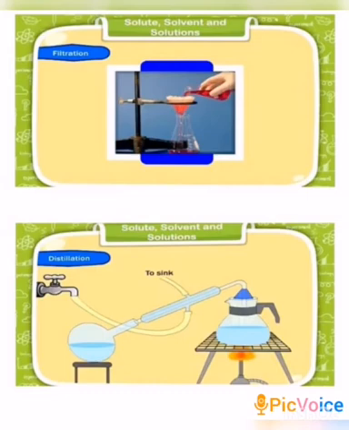Soluble substances are those substances that dissolve completely in a solvent to form a solution. Example, salt and sugar are soluble in water. In salt solution, water evaporates on heating and the salt particles are left behind.